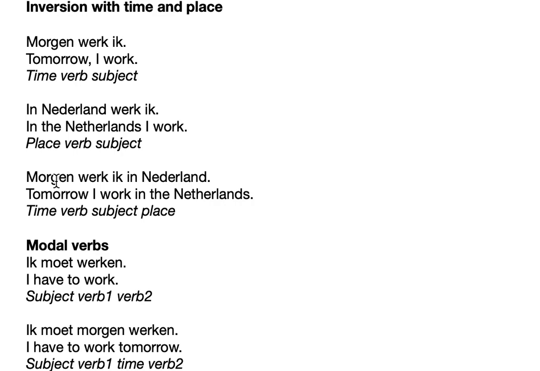So, morgen werk ik in Nederland. Tomorrow I work in the Netherlands. So you can't add two, just like tomorrow in the Netherlands I work. No. So that's morgen werk ik in Nederland. Time, verb, subject, place. You can also put the place in the beginning. In Nederland werk ik morgen. So then you would have the place instead of the time.